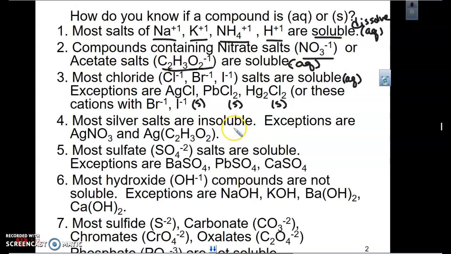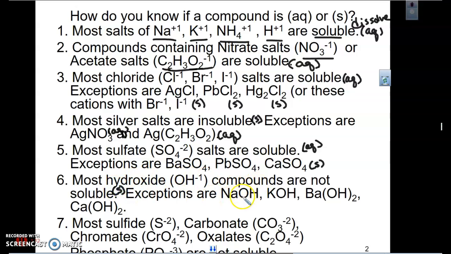Most silver salts are insoluble. And so what that means is they will be a solid, but there are some exceptions. Silver nitrate, silver acetate, both of those would be aqueous. But otherwise, silver salts tend to be forming precipitates, they're solids. Most sulfates are soluble. Again, those would be aqueous, but there are some exceptions. Barium sulfate, lead 2 sulfate, calcium sulfate, we're going to consider all of those solids, precipitates.